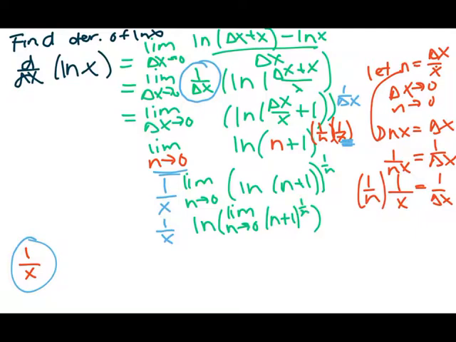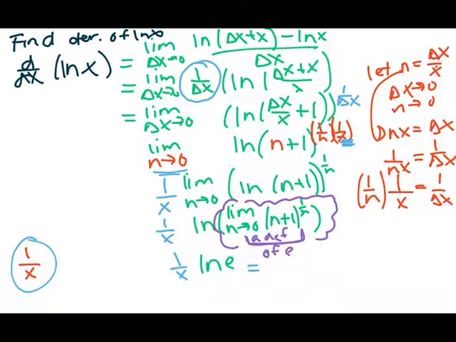So this right here, and this is not something I would expect you to know, but this is a proof, so I'm going to tell you, this is actually a definition of e. This is one way that e is commonly defined: the limit as n approaches 0 of n plus 1 to the power of 1 over n. Because of that, as n goes to 0, that is what I am going to get, natural log of e. And what is natural log of e? Natural log of e is 1, which means that the derivative of natural log of x is 1 over x.